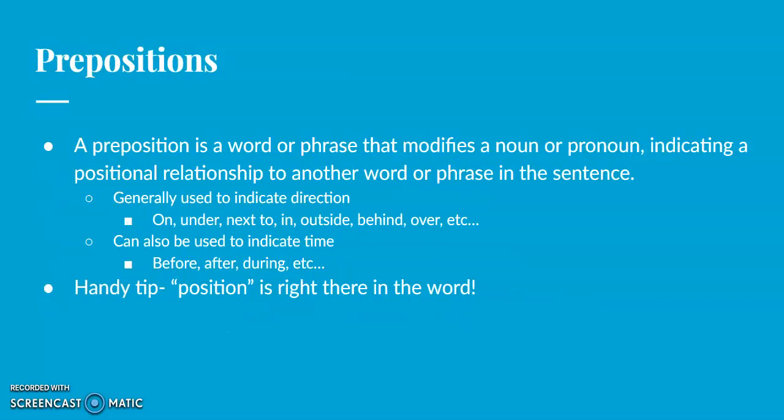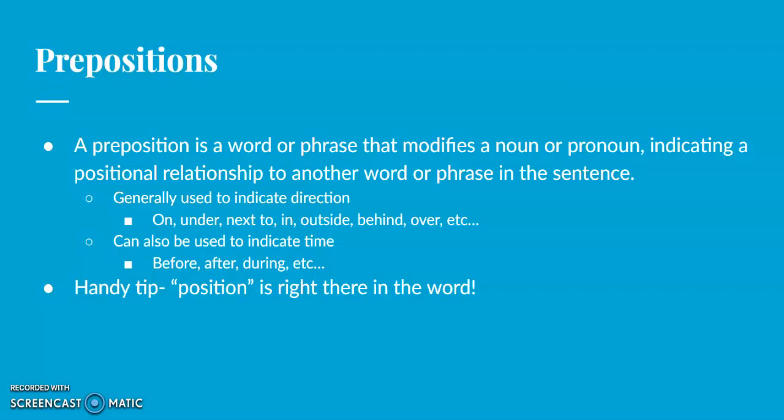A preposition is a word or phrase that modifies a noun or pronoun, indicating a positional relationship to another word or phrase in the sentence. Usually, this indicates a directional or physical relationship of position or distance: above, below, far away from, close to, and so on, but it can also indicate a relationship based in time: before, after, during, and so forth.